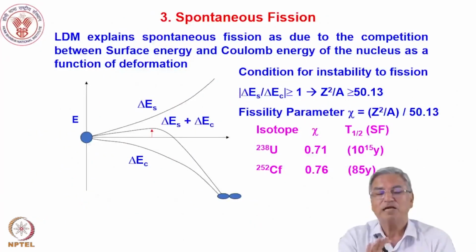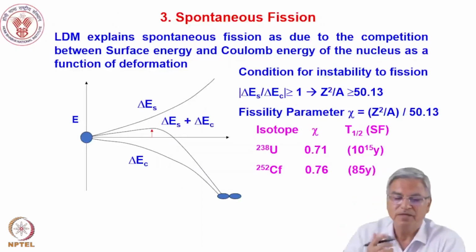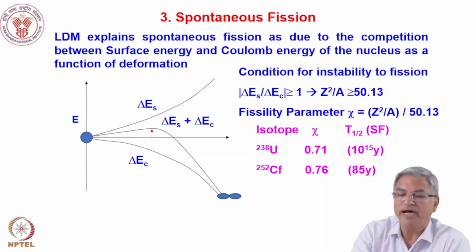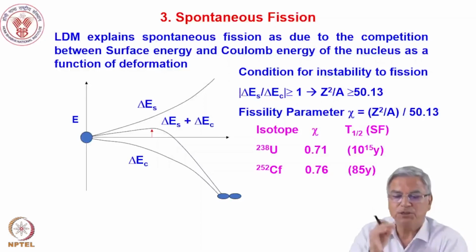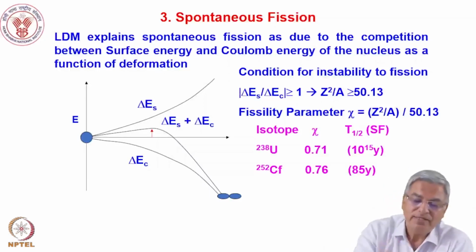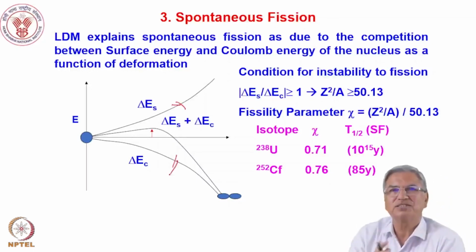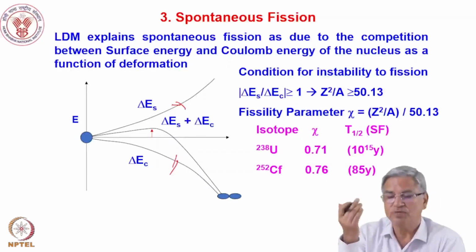The same thing I have tried to explain. We will discuss this more when we discuss nuclear fission, but the point I wanted to bring home is that the liquid drop model explains the spontaneous fission of heavy nuclei, wherein the competition between the surface energy and the Coulomb energy of a deforming nucleus is responsible for its fate towards the nuclear fission. So this we will discuss more in the subsequent lectures on nuclear fission.